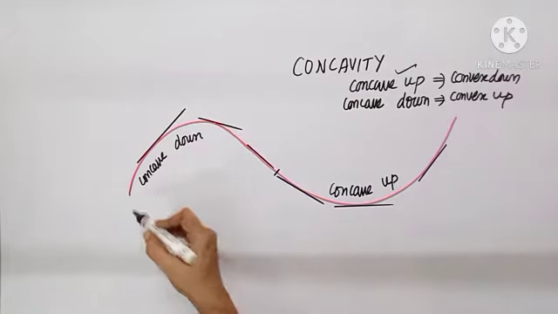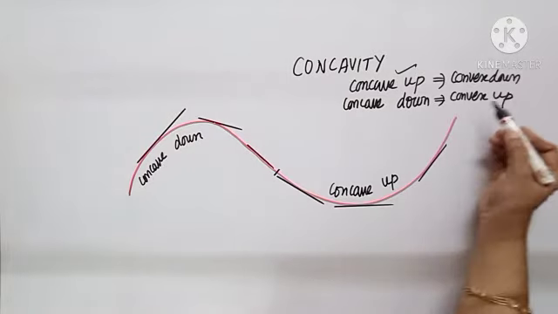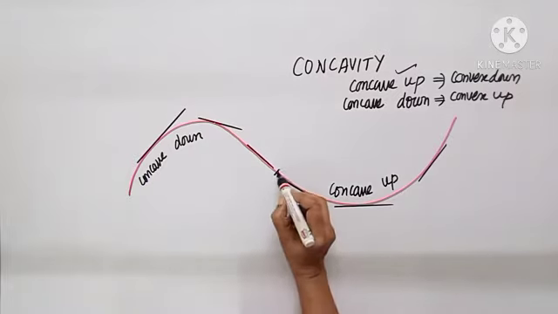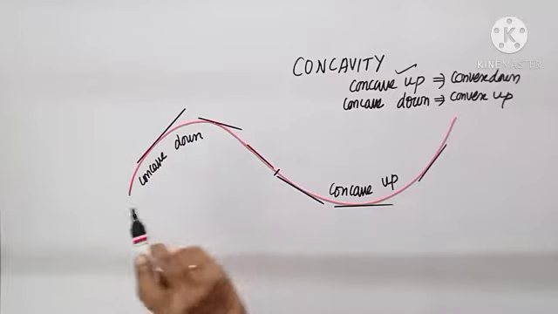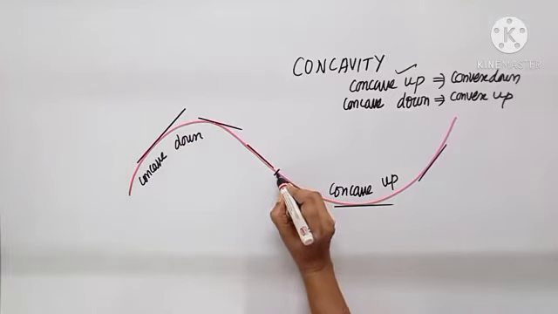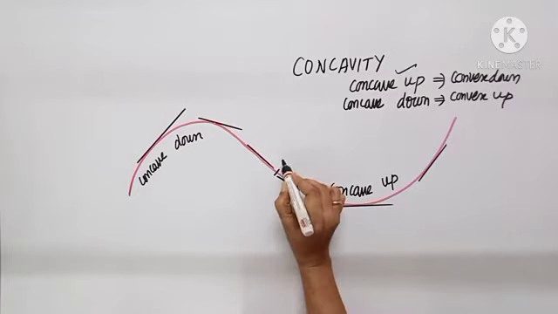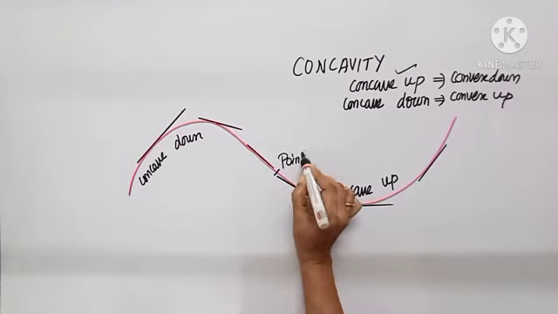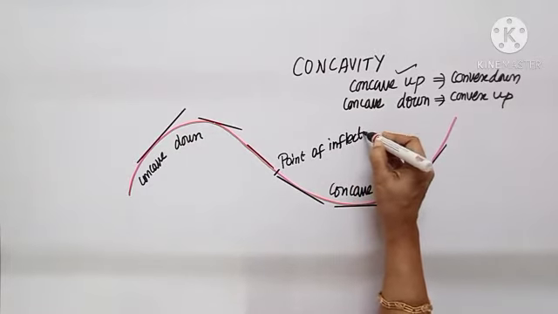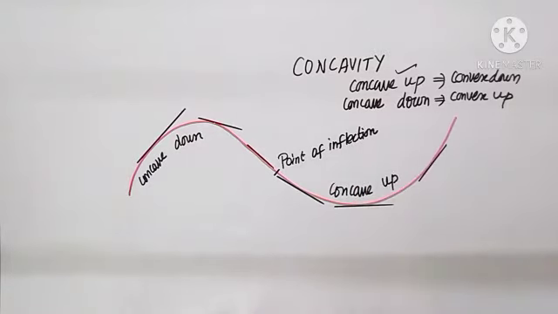Again, down to up or up to down, whenever it changes, there will be a point where it changes from concave up to concave down or concave down to concave up. That particular point where it is changing, we call point of inflection. Now given a curve, I can draw the tangent and check whether it is down or up, all that.